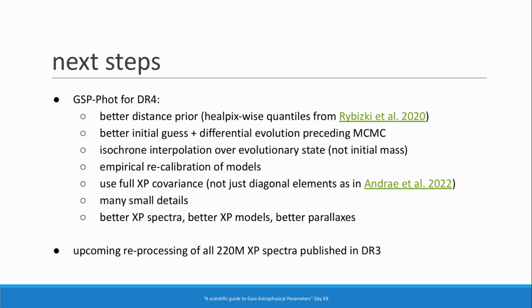But I can already tell you, you won't have to wait for data release 4. We are currently preparing a reprocessing of all the published 220 million XP spectra. And this will be published also very soon, ideally within this year, which will bring all these improvements, except, of course, the data release 4 XP spectra will not be included there.